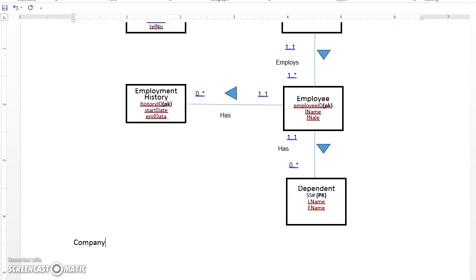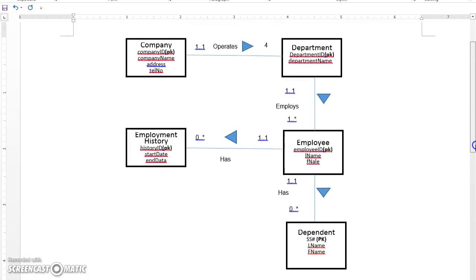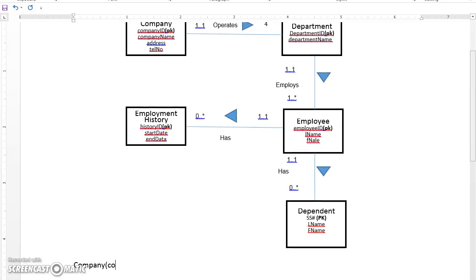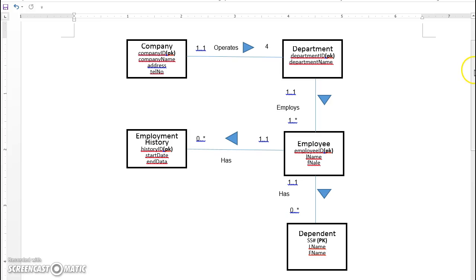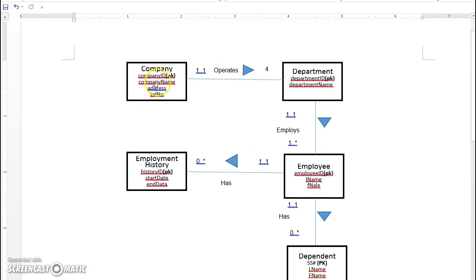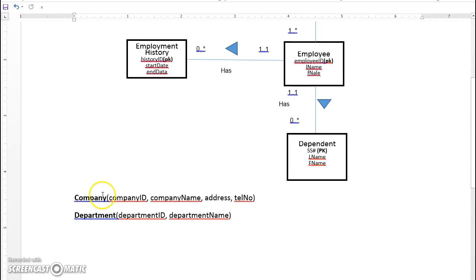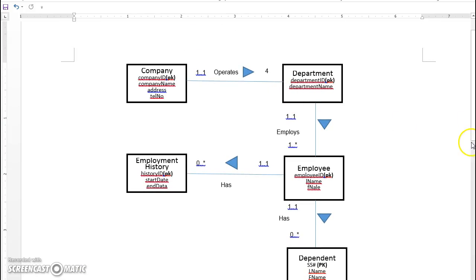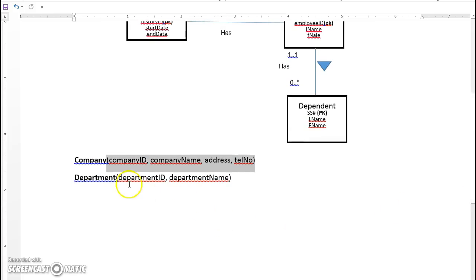So I'm going to create a company relation, or company table, that contains company ID and company name, and also address and telephone number. And then for department, so you can see that for the company entity, I'm creating a relation, or a table, for it. And again, for department, I also create a table, which has department ID and department name.